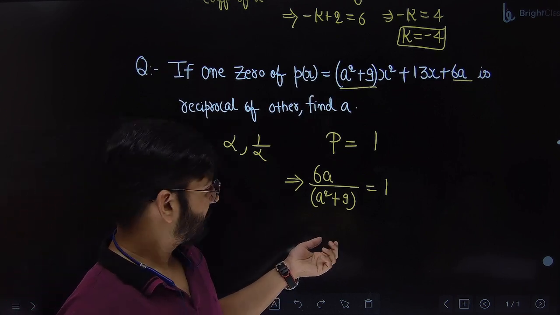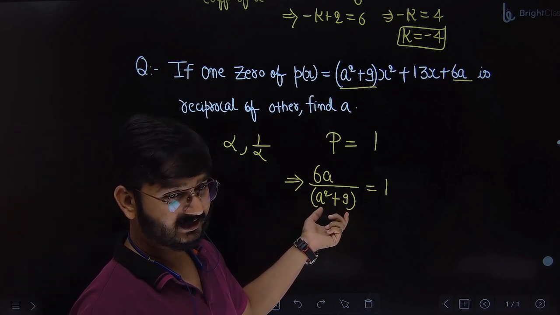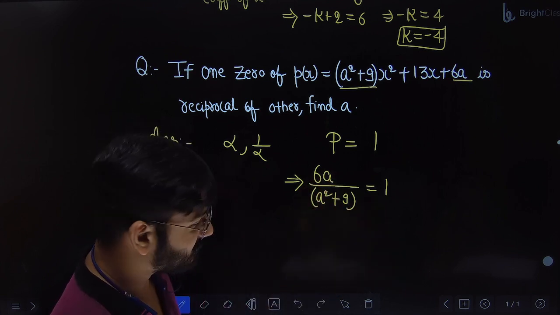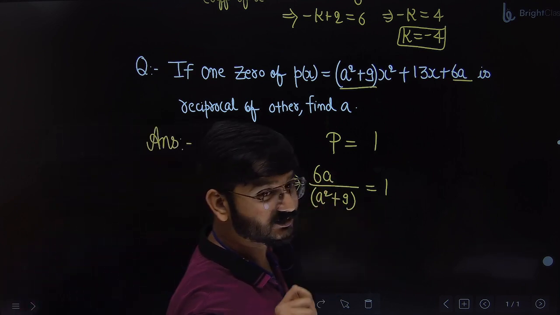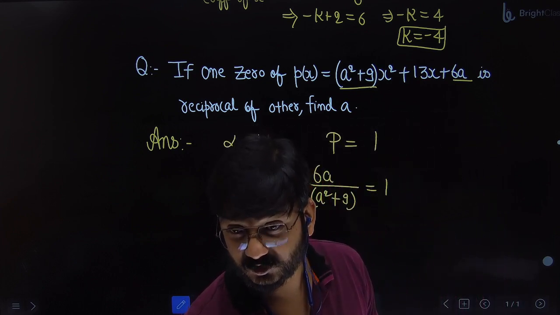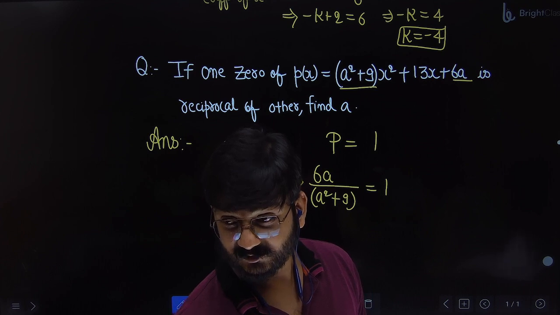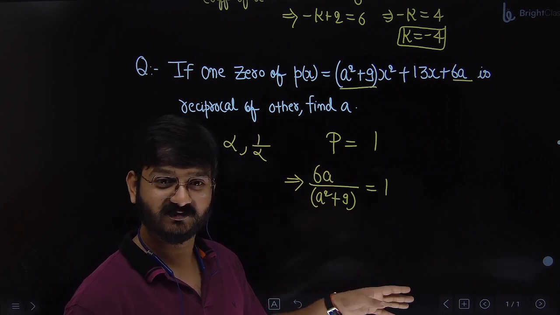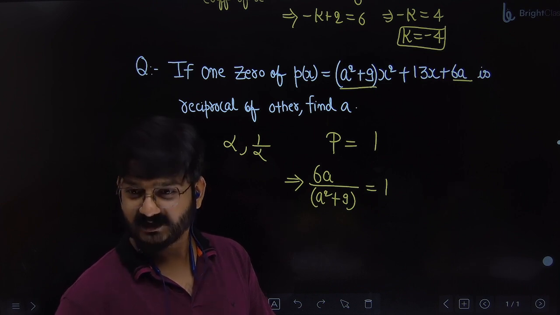Yes. 3 square is 9. 9 plus 9 is 18. 6 3s are 18. 18 by 18 is 1. Okay, so when these kinds of questions come as an MCQ, you need to learn the art of solving through the options also. But you first have to trust yourself that your equation is correct.